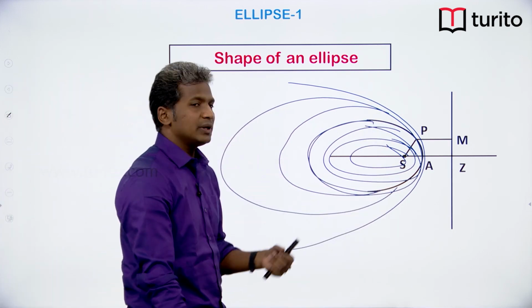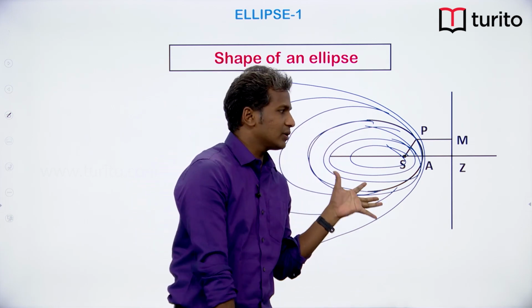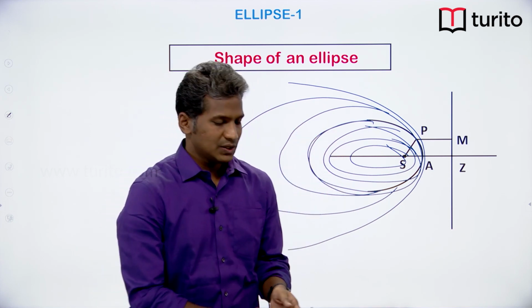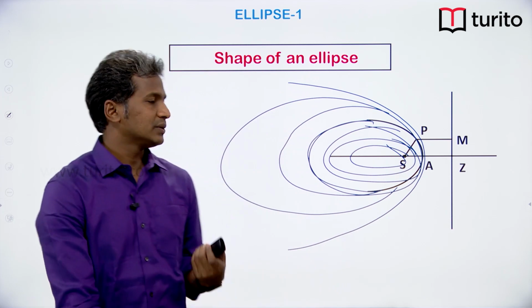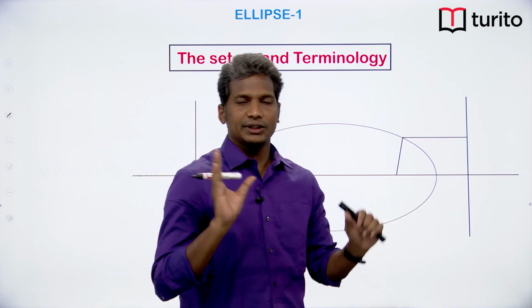So, if E is varying between 0 and 1, it should cover the entire region here. Okay. So, if you combine all those ellipses, it should cover the entire region. Okay. So, that is for your general knowledge point. Okay. Now, let us go to the standard setup and the terminology.